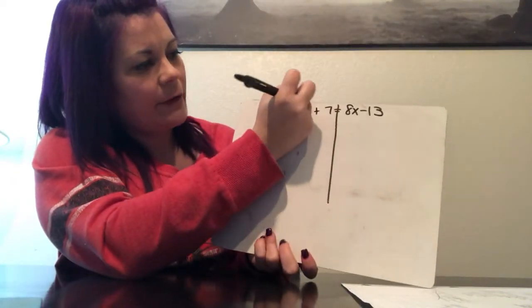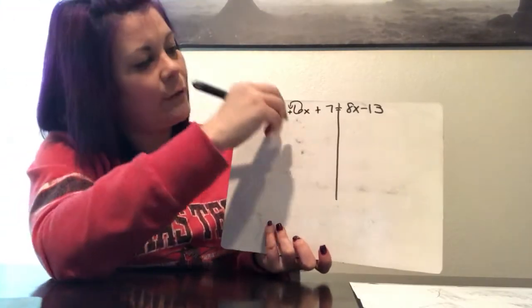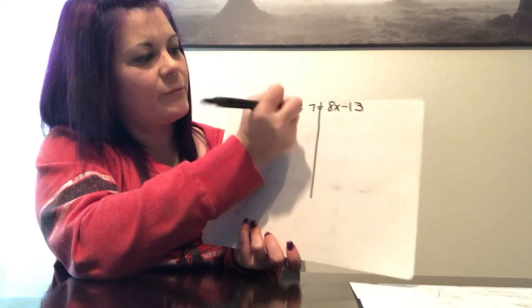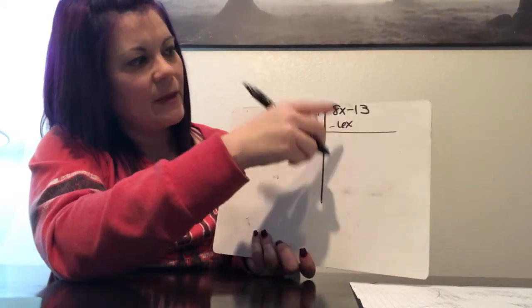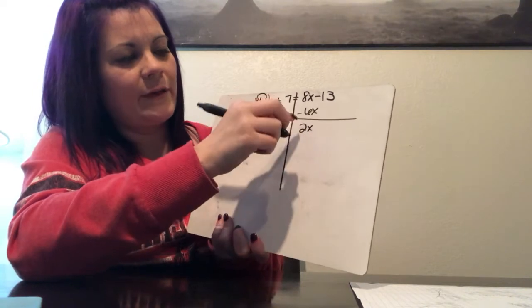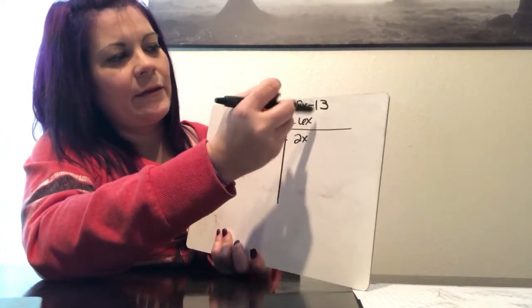So with this one, we look at what's in front of it. And remember, it's a positive 6x, so the opposite of addition is subtraction. So I'm going to subtract 6x from both sides. 6x minus 6x is 0. 8x minus 6x is 2x. On this side, I have a positive 7, but I don't have to bring down that plus sign. And then on this side, I need to bring down the minus 13.